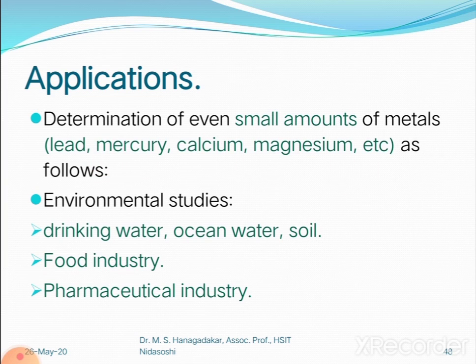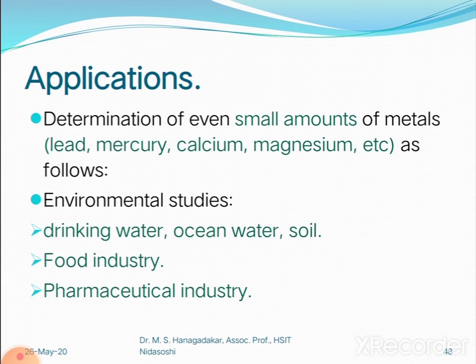These are some of the elements which are not good for the environment, and most probably we use this instrument for environmental studies, like to decide the quality of water or drinking water, to decide the quality of ocean water, or to know how much the salt concentration is in the ocean water, or to see the soil salt content used for agriculture, whether the soil quality is good for the cultivation of a particular crop. That is what we can decide by the atomic absorption spectrophotometer.